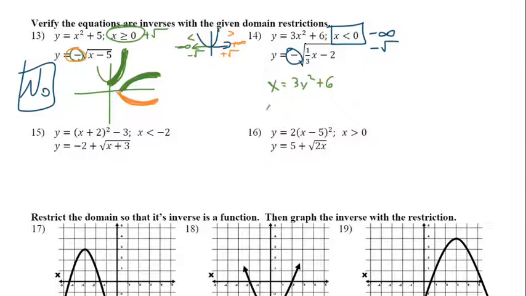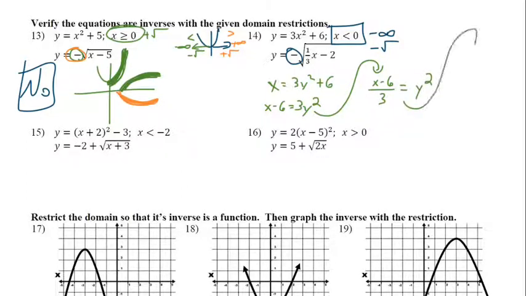So move the 6. x minus 6 equals 3y squared. I'll divide by the 3. x minus 6 divided by 3 equals y squared. And then one more time, we'll take the square root of both sides. So square root of (x minus 6) over 3 equals y. Now, you might think that that does not work, but remember, this is like having two fractions. You got an x over 3 and a negative 6 over 3.